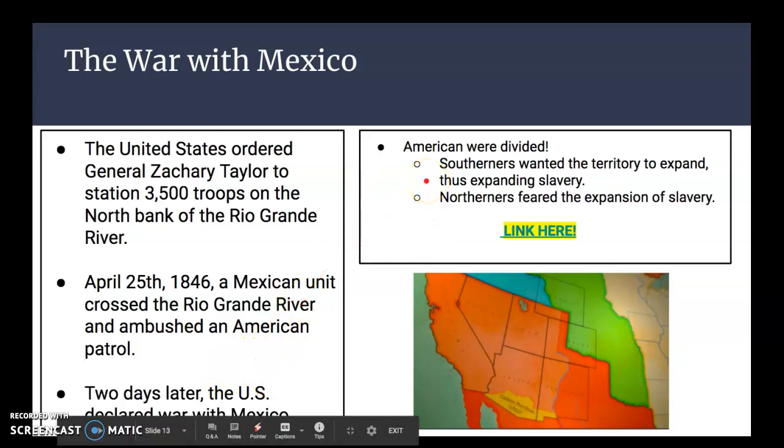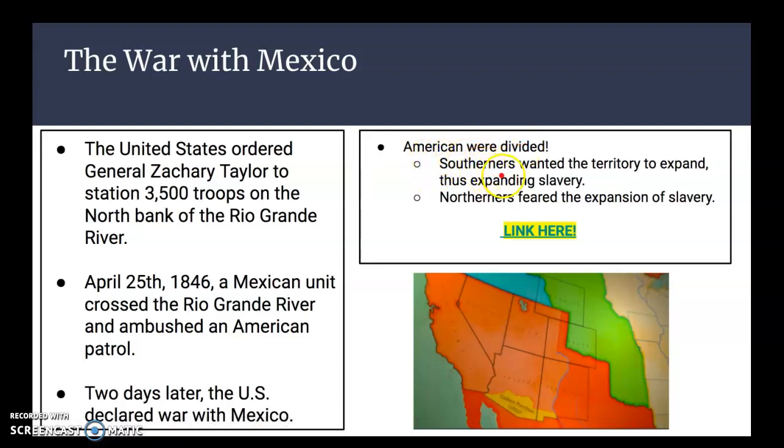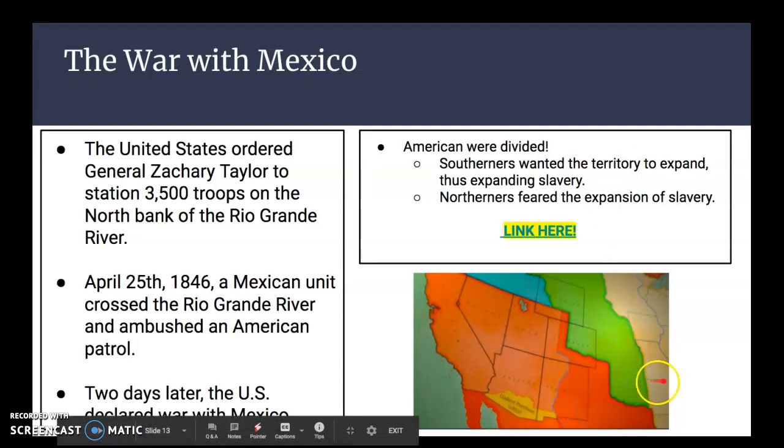So was this a popular war like some wars have been in the past? Absolutely not. Americans were divided on it. Southerners really wanted this territory to expand because, since it's below the southern border of Missouri over here, they would be able to expand slavery into this area. They were excited about that. Northerners did not want the expansion of slavery.